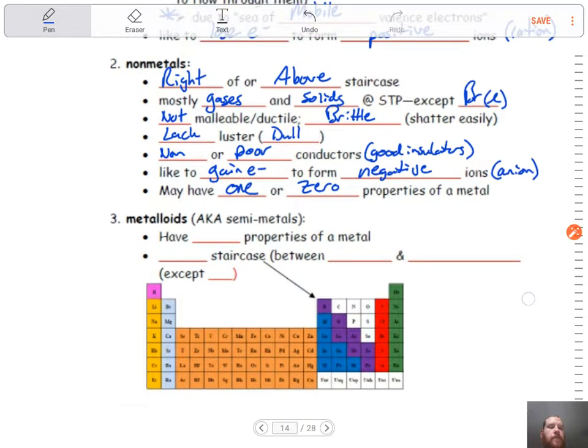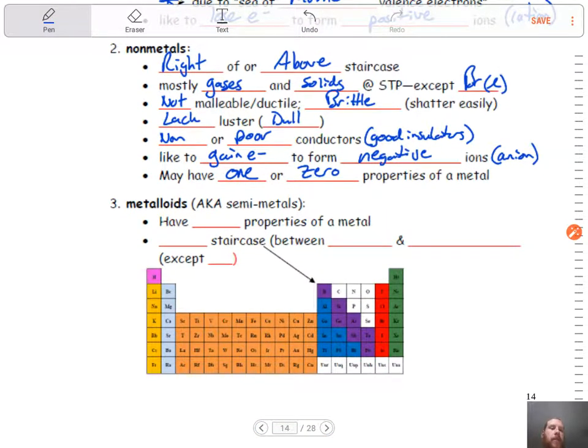Okay, and they may have 1 or 0 properties of a metal. Then we got the metalloids. Okay, those are your semi-metals. They have properties of both. Okay, so typically 2 properties of a metal. They are along the staircase. There's one exception, which is going to be aluminum, and they're between your metals and non-metals.